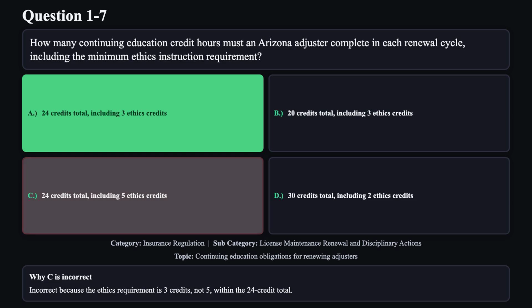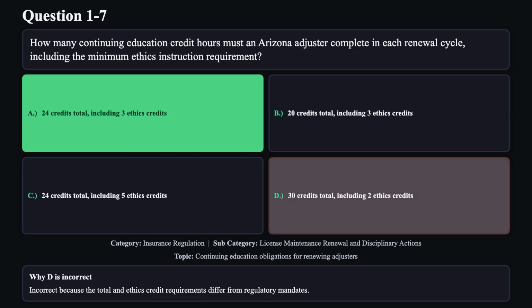Reason C is not correct. Incorrect because the ethics requirement is 3 credits, not 5 within the 24 credit total. Reason D is not correct. Incorrect because the total and ethics credit requirements differ from regulatory mandates.